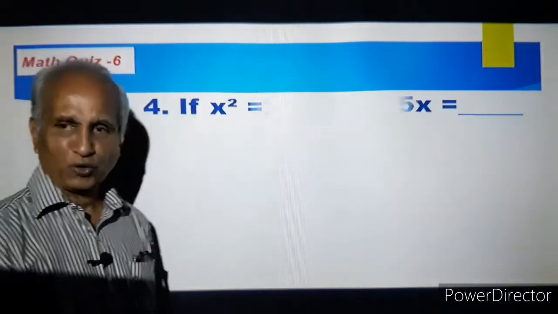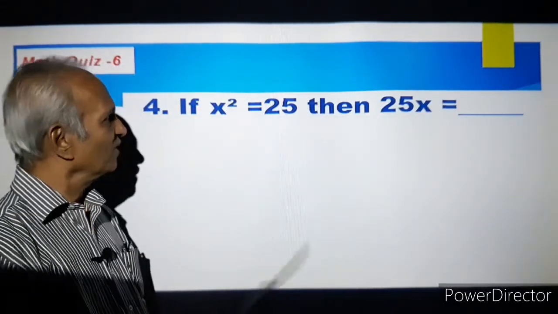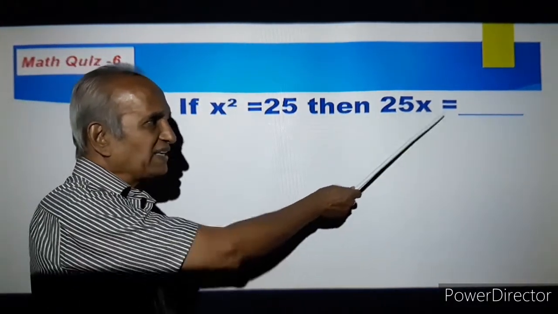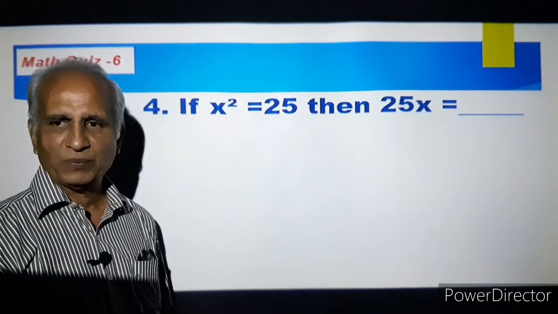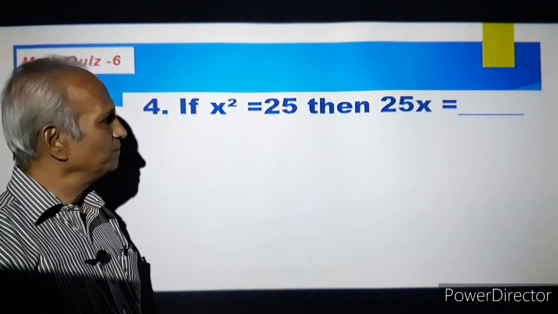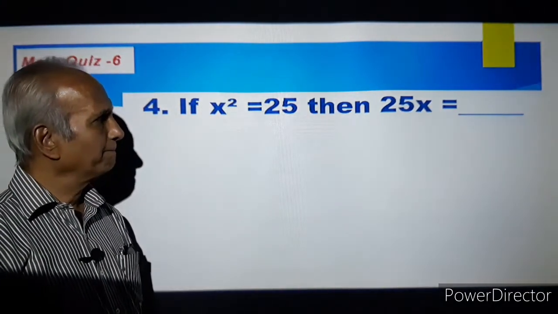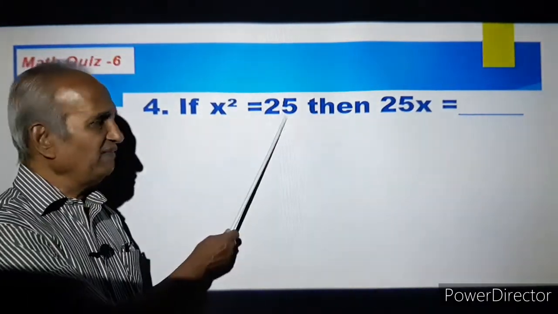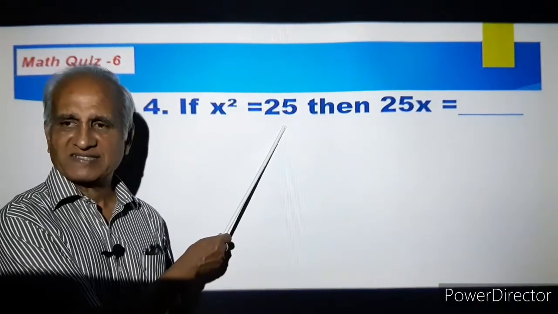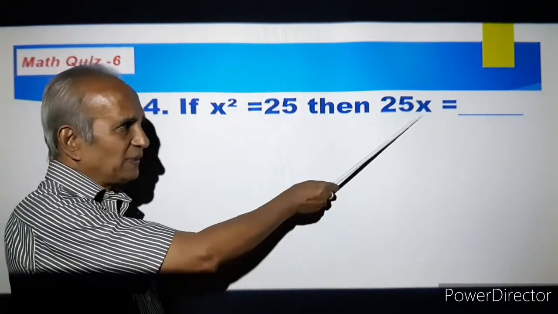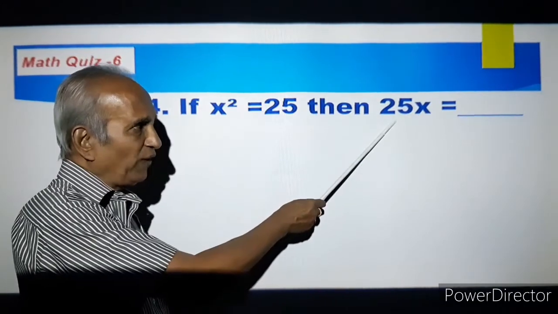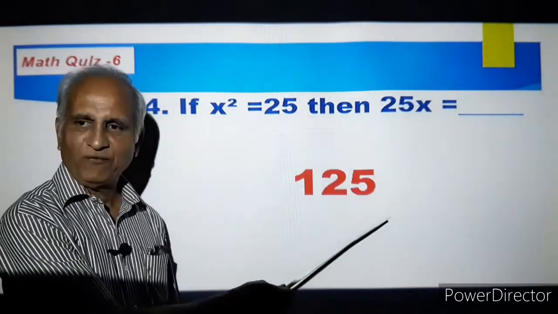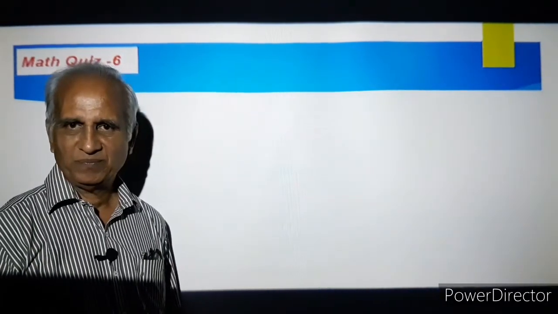Question number 4. If x squared is 25, then find out the value of 25x. X squared is 25. How much is x? It is 5. Substitute here. 25 into 5, it is 125. Next question.